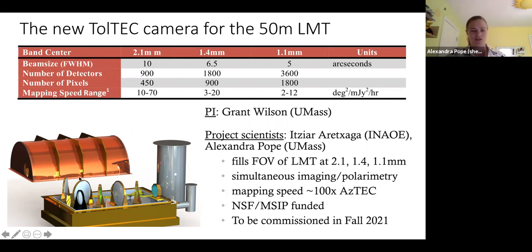And this is still just a picture of it. I should replace this with, this is a diagram, not an actual picture. I should replace it with a real picture.